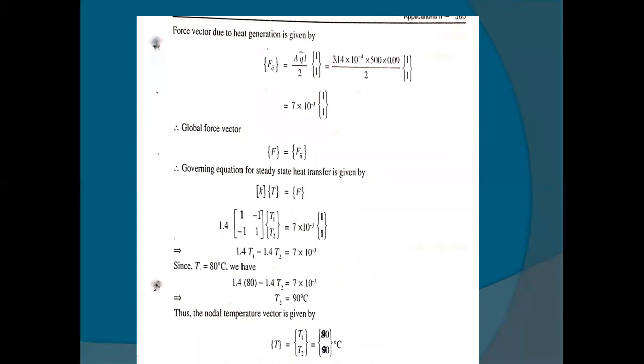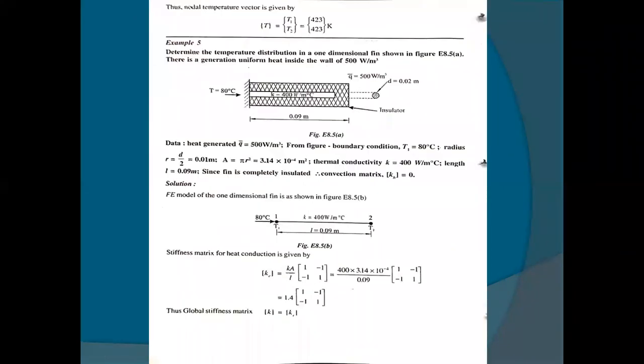So in this way, we calculate the temperature distribution in the fin, which is completely insulated. That is, the fin is not subjected to the outside temperature. Once it is not subjected to the surrounding temperature, there is no convection matrix, that is KH is equal to 0.